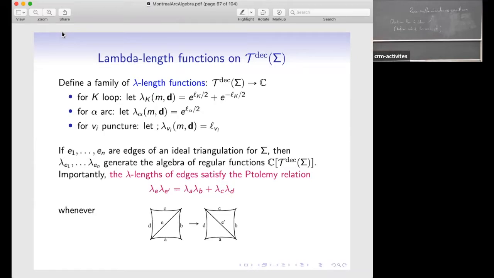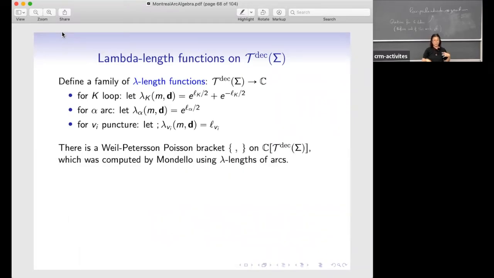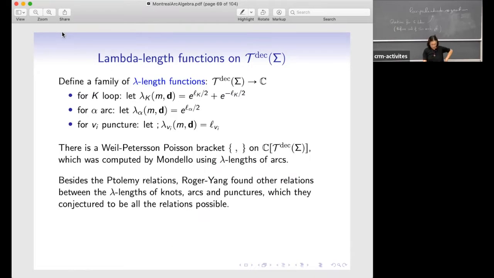So if you change one edge to the other, you do a diagonal exchange or a flip or whatever you want to call these, a Pochner move, then the lambda lengths satisfy a really, really nice equation. And this is called the Ptolemy relation. So instead of skein relation, now I have Ptolemy relation. There's a Weil-Petersson Poisson bracket, just like before. There's a computation that Mondello did using these lambda lengths.